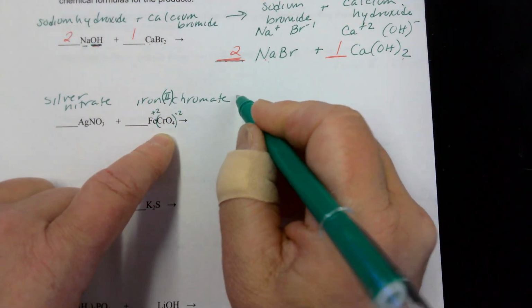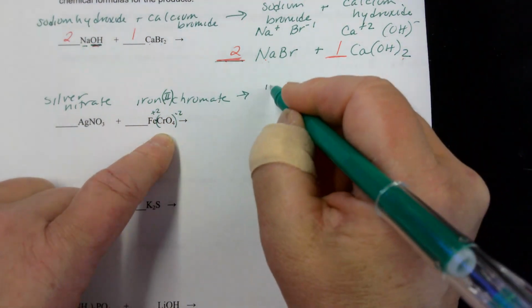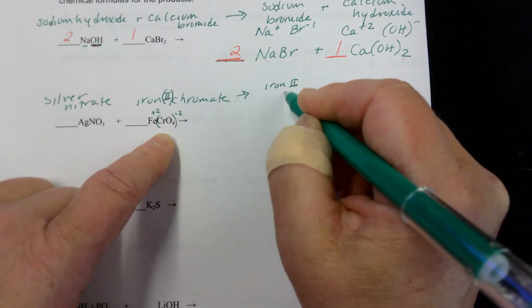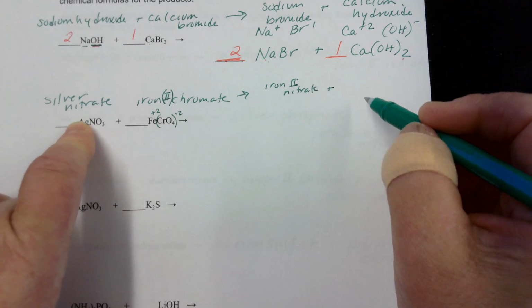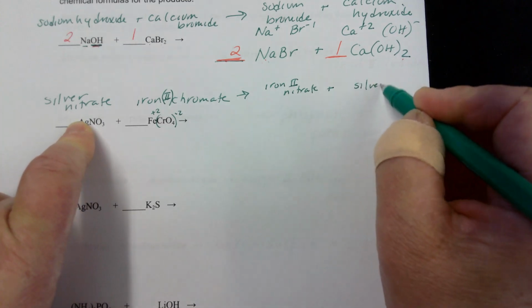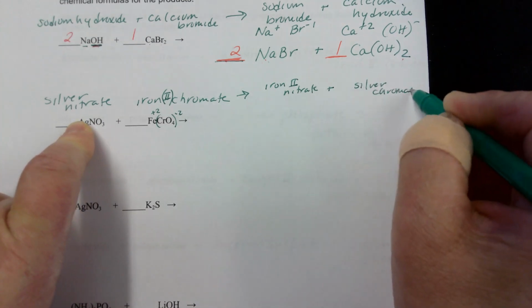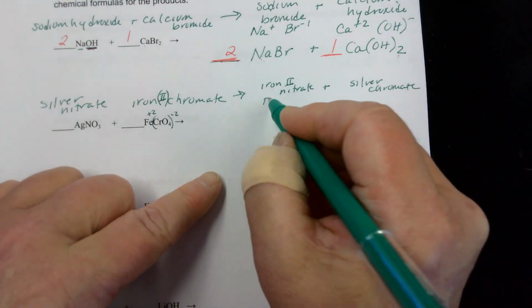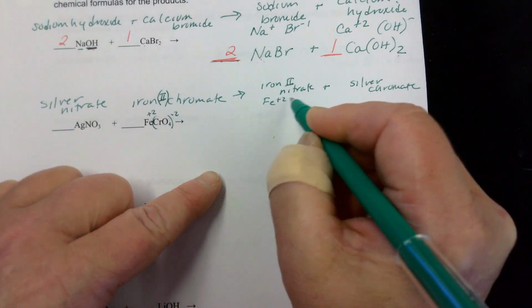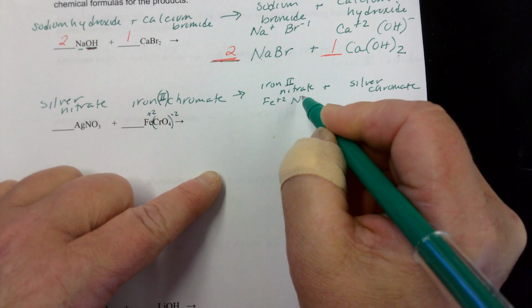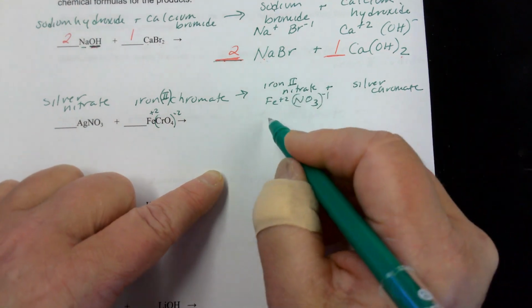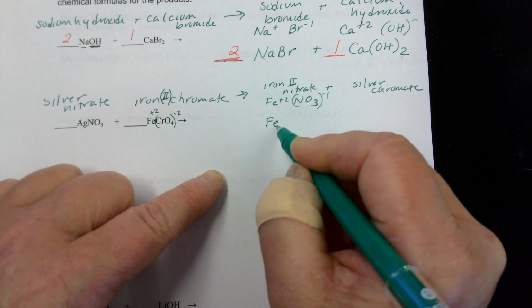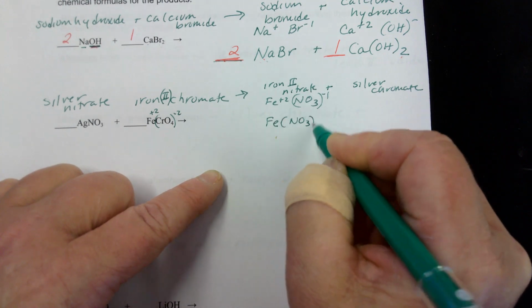Okay. So what am I going to get over here? I'm going to get iron 2 nitrate, and I'm going to get silver chromate. From this, I can figure out my formulas. Fe plus 2 is iron 2. Nitrate is NO3 minus 1. So this formula becomes Fe(NO3)2.